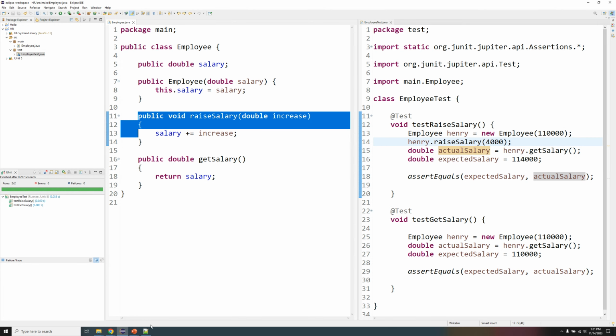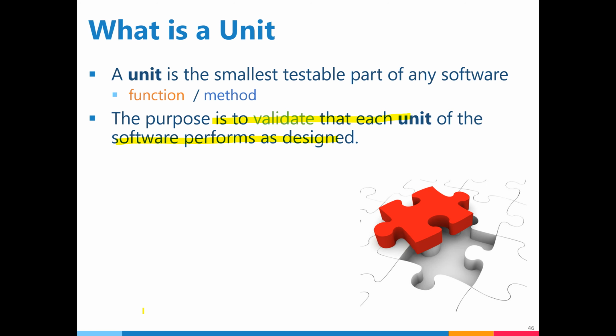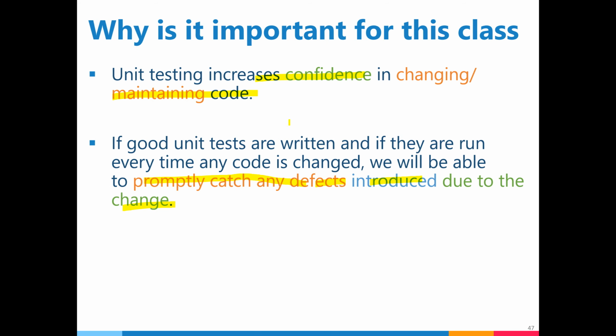Going back to the slides a little bit, just repeating what we have seen. Unit test, you are testing the smallest testable part of the software, which are functions or methods. So you are validating it. What is the purpose? It will give you confidence in changing and maintaining your code, especially in refactoring. So we will be able to promptly catch any defects introduced due to the change. That's it for unit testing.